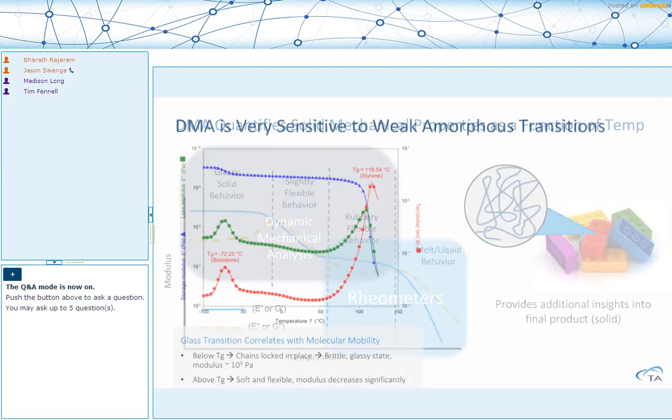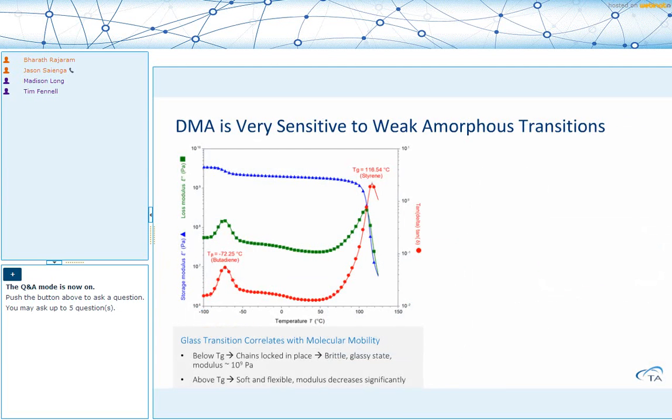So the most common test on a DMA type instrument is a temperature ramp, where we look at the storage and loss modulus as a function of temperature and understand the transition point that takes place. So I'll call attention to the right-hand side of this plot at temperatures above 50 degrees. The storage modulus shows a catastrophic drop in its magnitude, almost 2 to 3 orders of magnitude. The loss modulus goes through a peak and then starts to drop off, and the tan delta shown in red has a very distinct peak. These three changes are all signatures of the glass transition of this material.